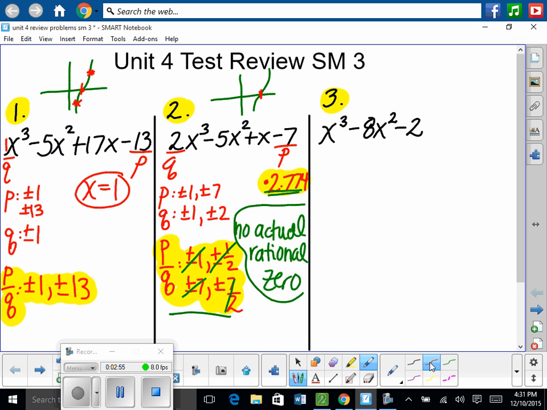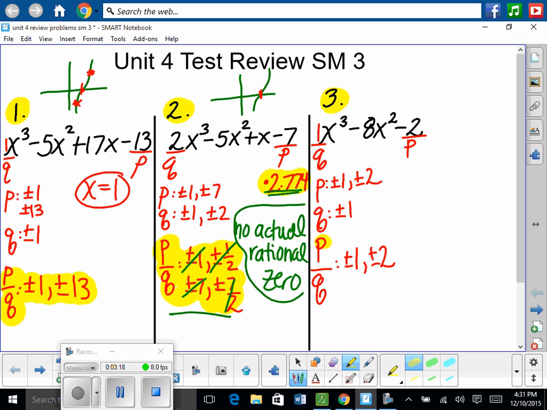So we do the same thing here. Our Q value is 1, our P value is 2. So plus or minus 1, plus or minus 2, those are factors of 2. Factors of 1 are plus and minus 1. P divided by Q's, all the possibles: 1 divided by 1 is 1, 2 divided by 1 is 2. So these are the only possible rational zeros. If it's crossing the x-axis and it's rational, then it's going to be at 1, -1, 2, -2.